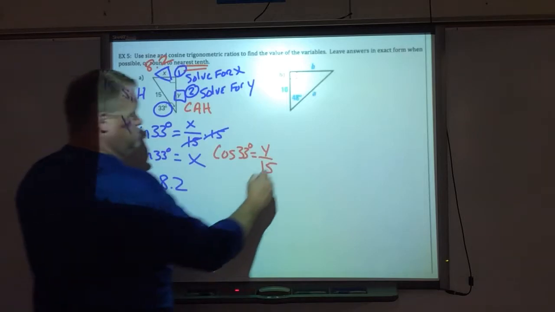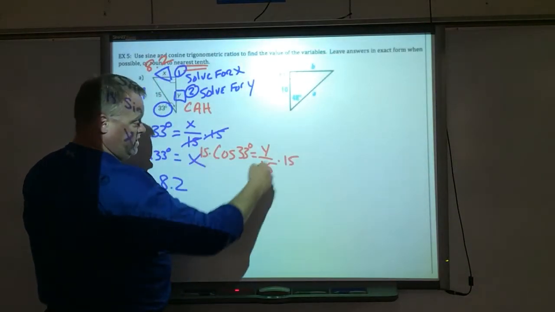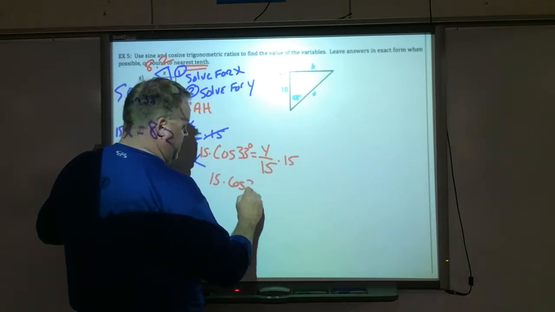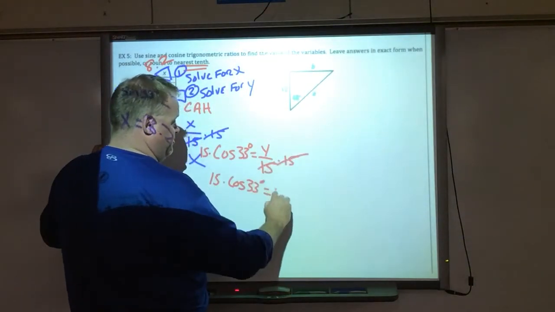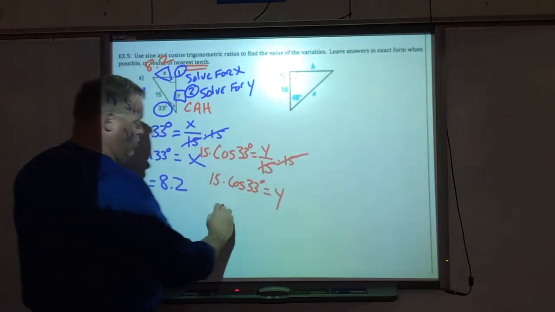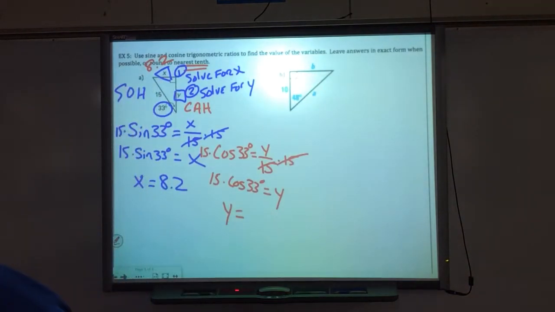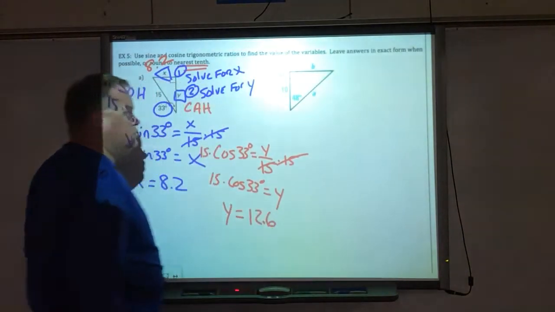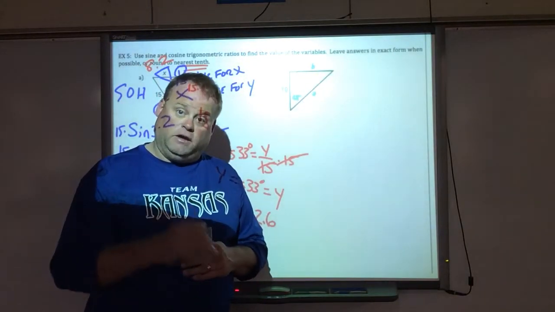It's all set up. Multiply both sides by 15 to get rid of it. And that means get rid of the common denominator. So 15 times cosine of 33 degrees is equal to, the 15's cancel out, leaving me just y. And y is going to be equal to 15 cosine of 33 is 12.6. 12.6. Okay, good. Hopefully you're understanding.